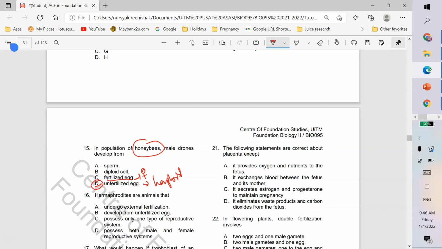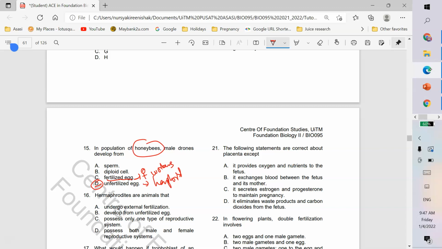Saya dah explain tadi yang saya tersalah pasal parthenogenesis dengan hermaphrodite tadi. Fertilized egg will become, will grow young, it become female workers. Okay, female workers. That is for honeybee. Okay, so honeybee adalah organism yang boleh practice both sexual and asexual reproduction.